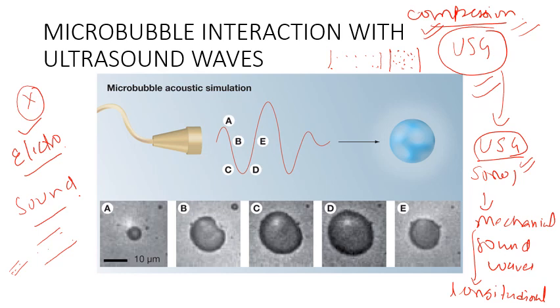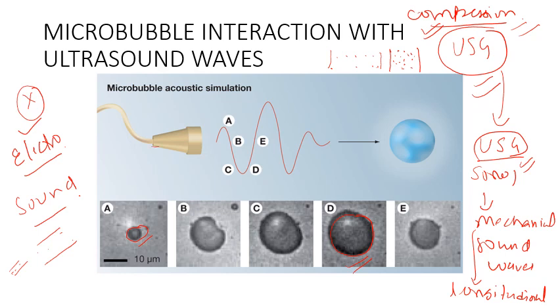shape. What happens when compression happens? Pressure increases, which leads to the contraction of the microbubble. And when the pressure releases, it leads to an increase in the size of the microbubble. As we are seeing, this is the microbubble acoustic stimulation.